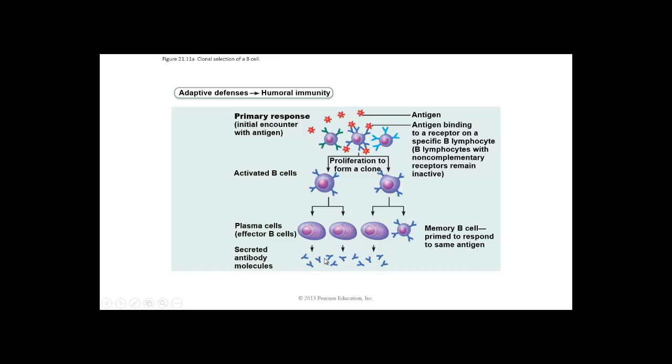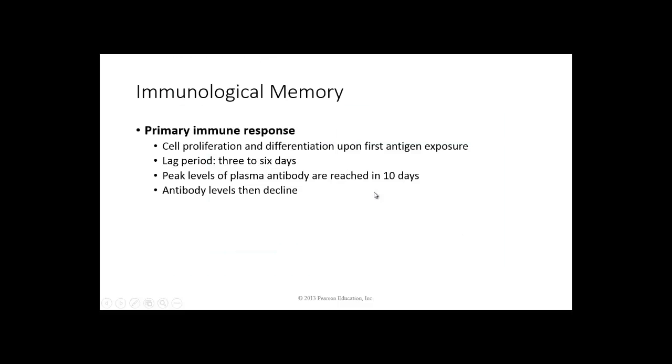So this usually takes a week or two to completely destroy the virus and form antibodies for the next response. So that's the primary response when we first encounter an antigen. It takes about 3 to 6 days for us to produce enough antibody to really attack those antigens. So that's why we're sick for a while when we first encounter an illness. And then at about 10 days, we have a peak level of antibodies, and then those levels decline again.